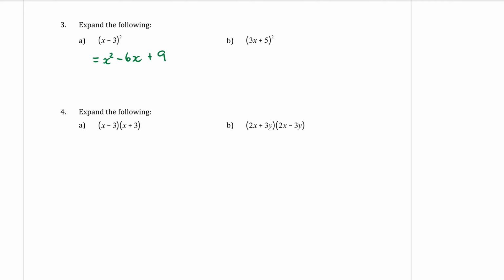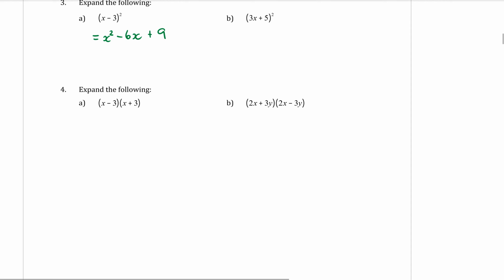Okay, that's the shortcut. I would like you all to try the shortcut method, but just know the FOIL one is your backup. Okay, so using the FOIL backup, if you were stuck, you would write down x minus 3 times another x minus 3, because that's what squared means. And then you would do your FOIL expansion.